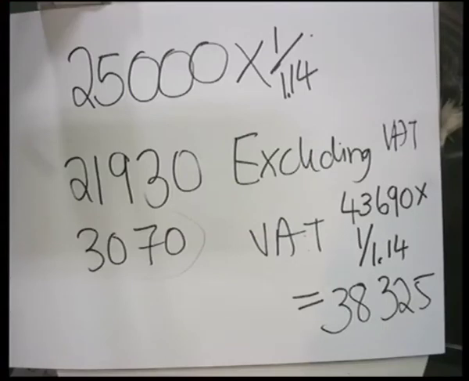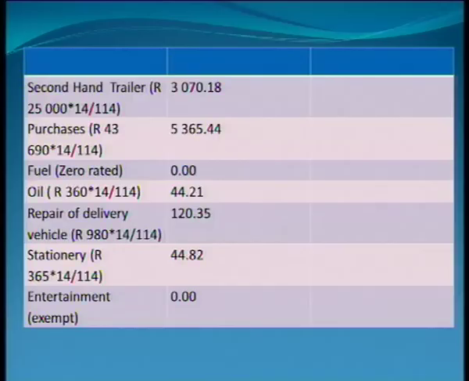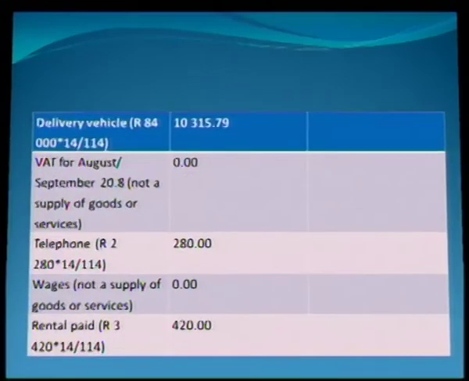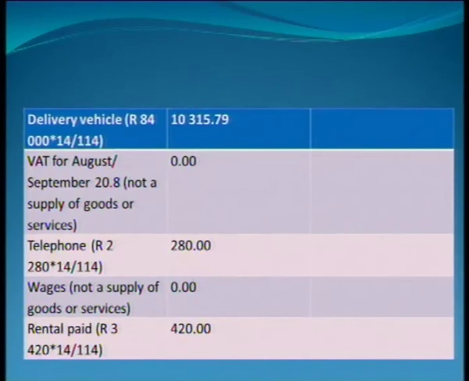Your repair of delivery vehicles is also taxable at 120. Your stationery is also taxable. We paid 44.82 Namibian dollars of tax. Entertainment is exempt. You can't claim any tax on entertainment. That's what it means when they say exempt. Your VAT for August, September, not a supply of goods or services, it's 0.